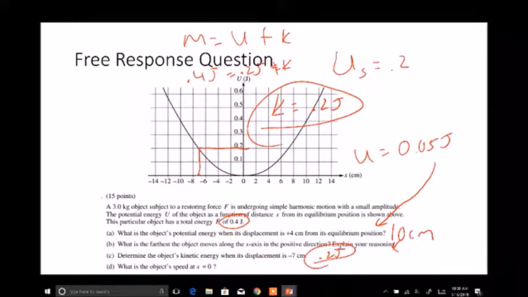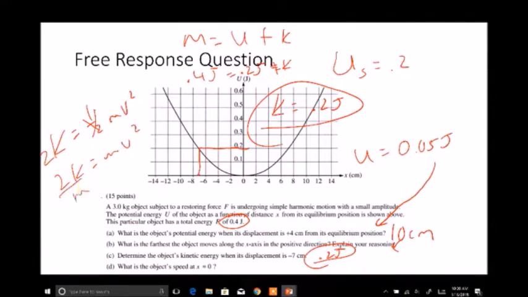Finally, on D, we want to know the object's speed at x equals 0. Well, at x equals 0, there's no potential energy, which means all of the energy has to be kinetic. So all 0.4 joules are kinetic. So we're going to say K equals 1/2 mv squared. We're going to solve that out for velocity. So we're going to multiply both sides by 2. Cancel that out. We're going to divide both sides by mass. And then we're going to take the square root of both sides to solve for V. So V equals the square root of 2K over M.